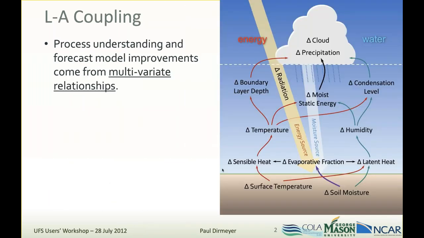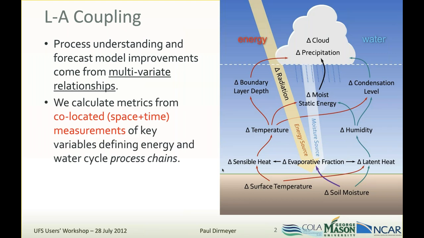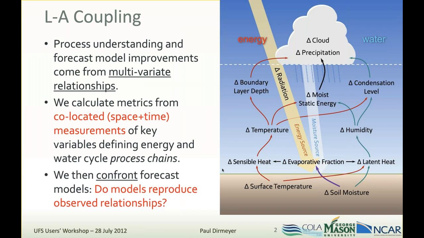And this coupling, we would take a very process-oriented view of trying to understand how these work, largely through the energy and water cycles. And the improvements in models and the improvements in forecasts really come from looking at these multivariate relationships, how these arrows link these various components you see on the diagram on the right-hand side. So we calculate metrics from co-located in space and time measurements or model data of key variables that define these process chains that go through both the energy and water cycles. And then our goal is to confront the forecast models with them. In other words, do the models reproduce observed relationships?